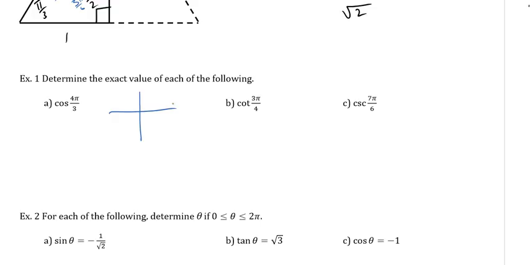Four pi by 3 is a little bit more than 3 pi by 3, which is a whole pi, which is a half a circle. So it's 3 pi by 3 plus another pi by 3. Is that good? Does that make sense? So we're in quadrant 3 here.